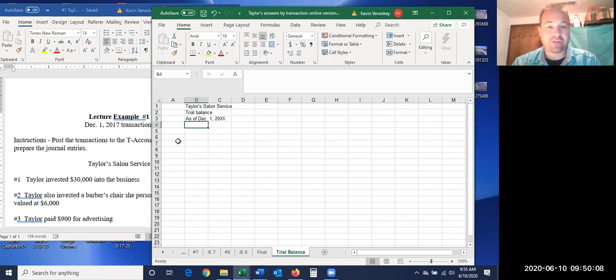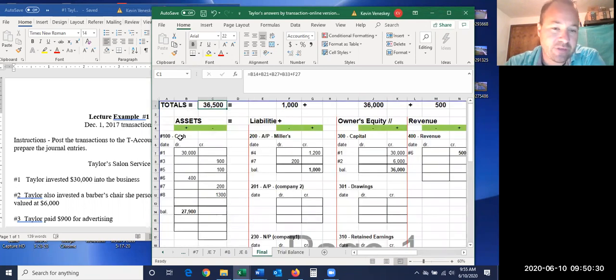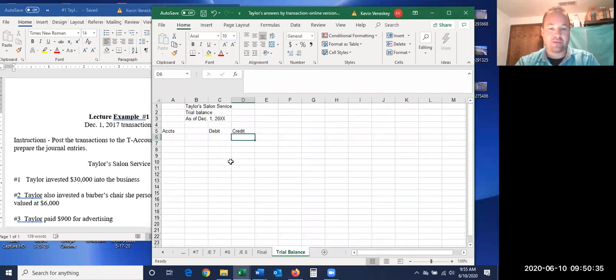Now, when we make a trial balance, we always put our accounts in order down here. And then we have a column for debit and a column for credits. So what we want to do is take every single account that has a balance and put it into the trial balance. And so everything has one final number. That's the purpose of the trial balance, to put everything in correct order and then show its final balance either as a debit or a credit out here.